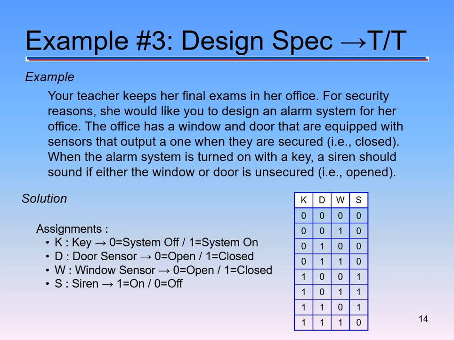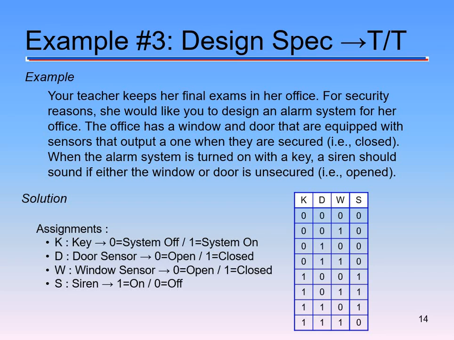Let's look at the next scenario, 101. Well, the key is a 1, so that's good. That means the system is on. Then the door is what? Open because it's a 0. The window is closed because it's a 1. But since the door is open, we will have an alarm. So 101 produces an alarm.